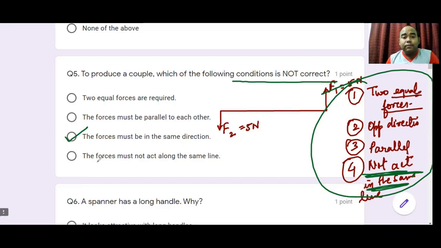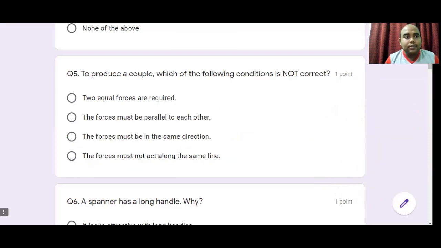The fourth option is the forces must not act along the same line. ये बात तो बिल्कुल सही है. They actually should not act along the same line. So this is not our answer. Okay, now I will move to the next question.